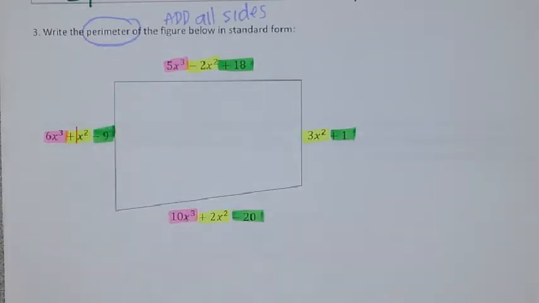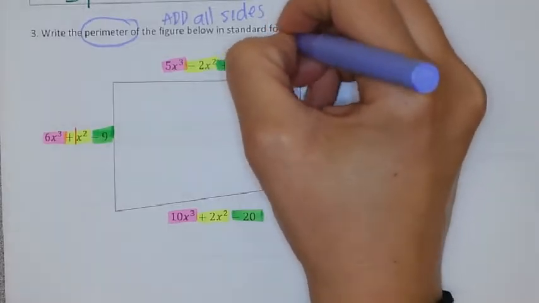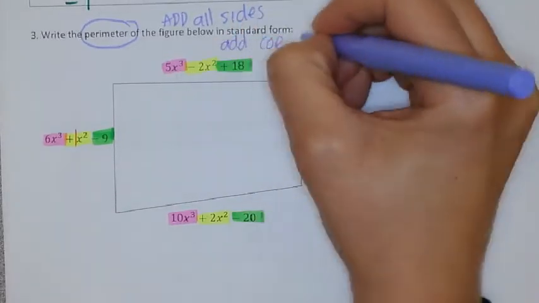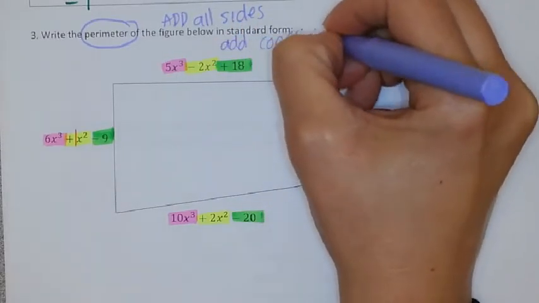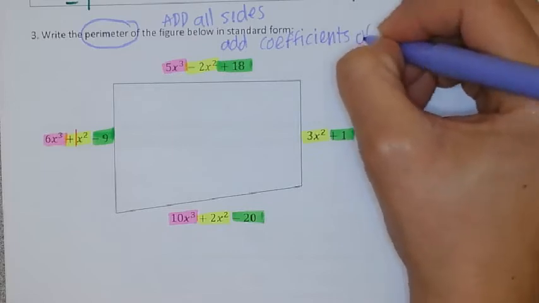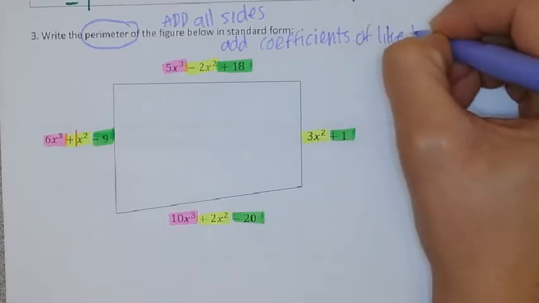Okay? When I am adding, I leave the variables and the degrees, the exponents alone. All I do when I add all sides is just the coefficients. So add coefficients of like terms together.